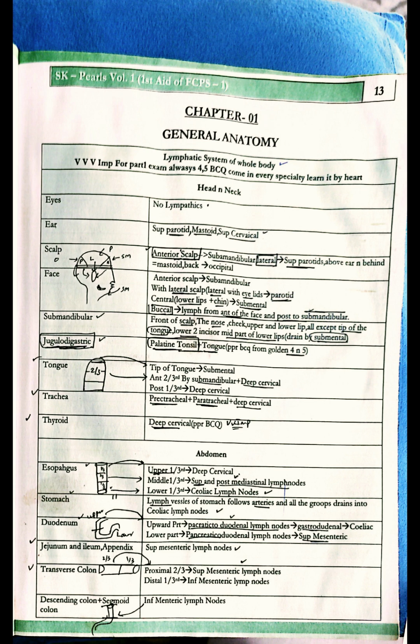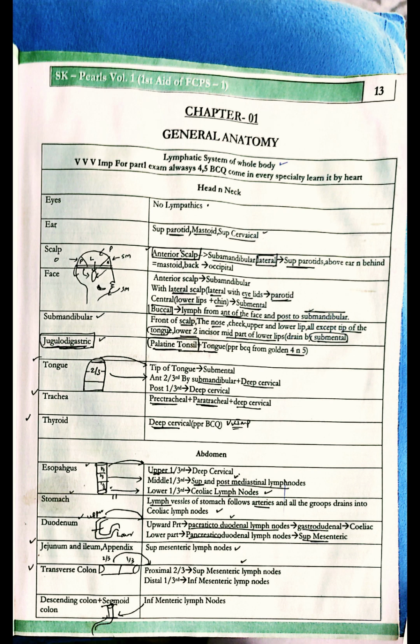The front of the scalp, nose, cheeks, upper lip, and most of the lower lip, except the tip of the tongue, drain to the submandibular nodes. But the middle part of the lower lip and the lower two incisors, they go to the submental nodes. Here's a bonus. The palatine tonsils drain to the jugulodigastric nodes, a classic BCQ from Golden 4 and 5. If you see tonsillitis, think jugulodigastric.